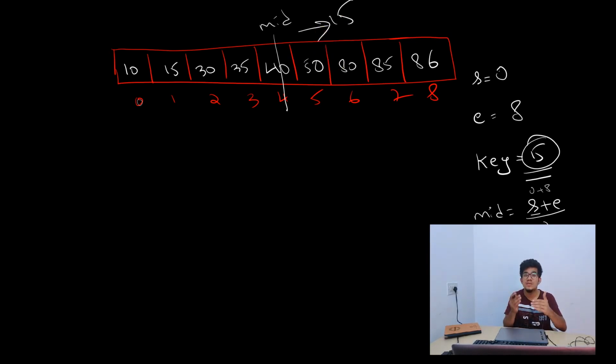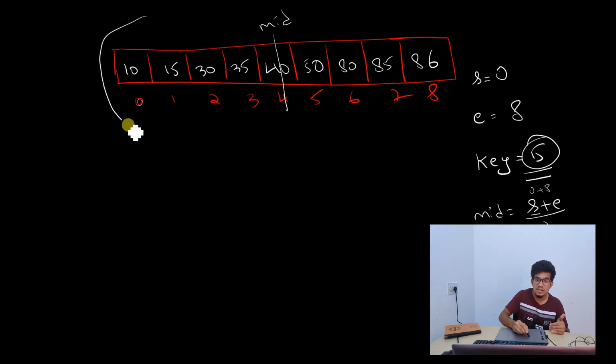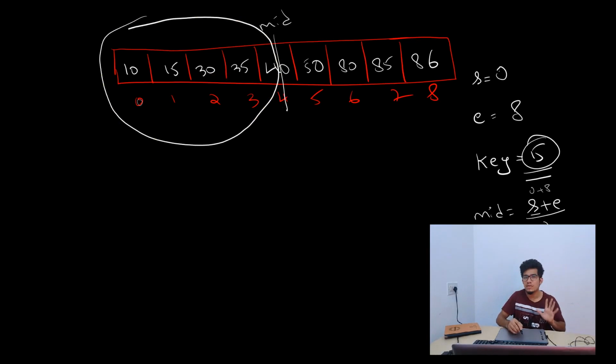Why? Because 15 is less than 40, not greater than 40, and it is guaranteed that the array is sorted, which means 15 is definitely less than 40, which means somewhere around here you have your 15. That is the logic which I am using.